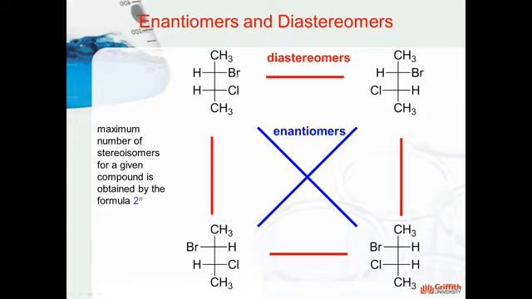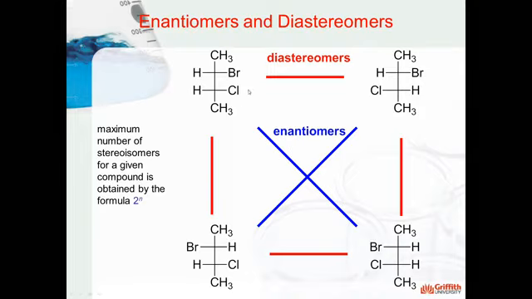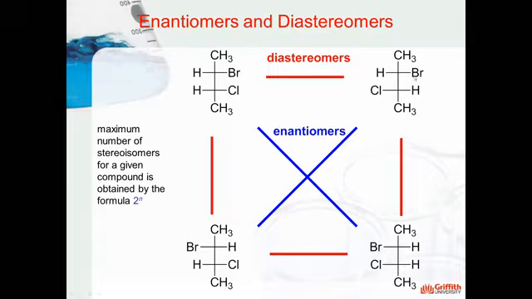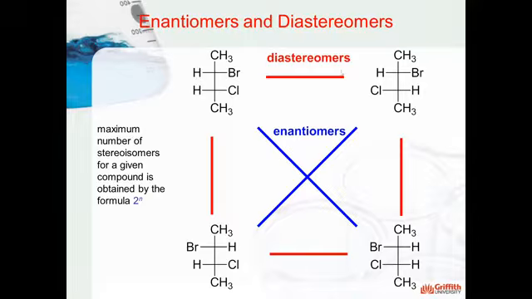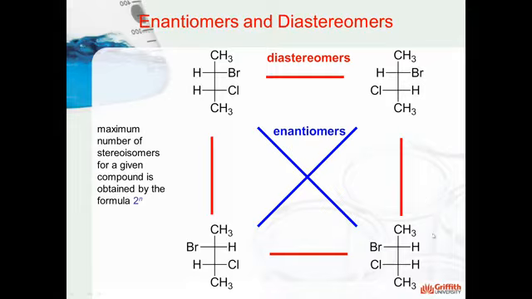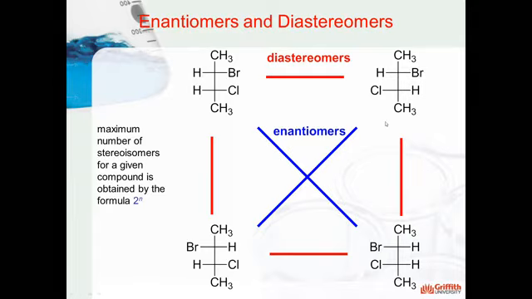If we start back with this first one, and we swap the configuration at one but not both, so bromine right but chlorine left, these two here are not mirror images. They have the opposite configuration at least one but not all chiral carbons. So these are diastereomers. The red lines here are showing the relationship that are diastereomers, so they have the opposite configuration at one but not both in this instance. And then the blue lines here, the diagonals, are showing enantiomers. So these have the opposite configuration at both of the chiral carbons.